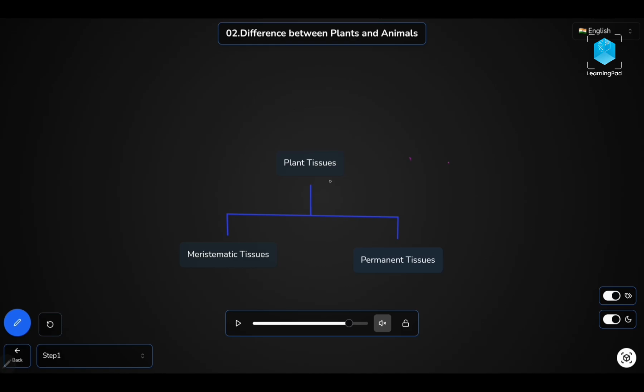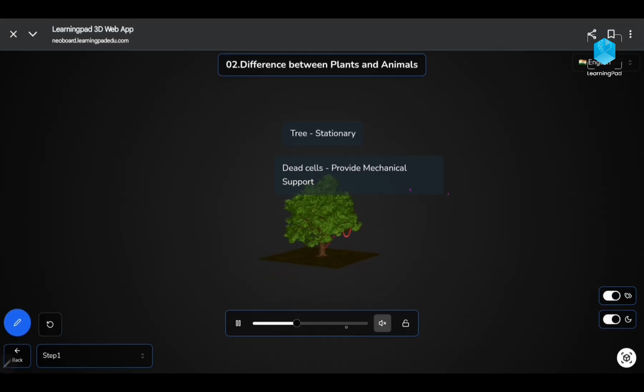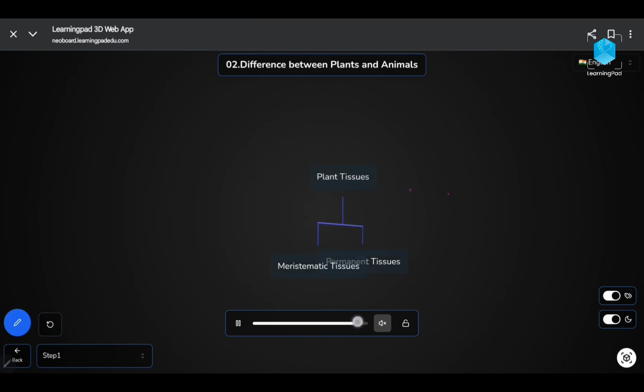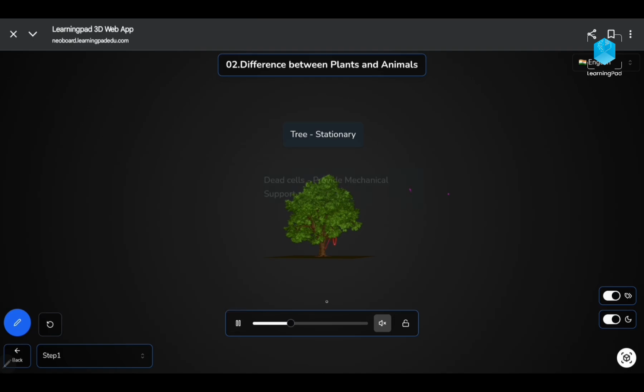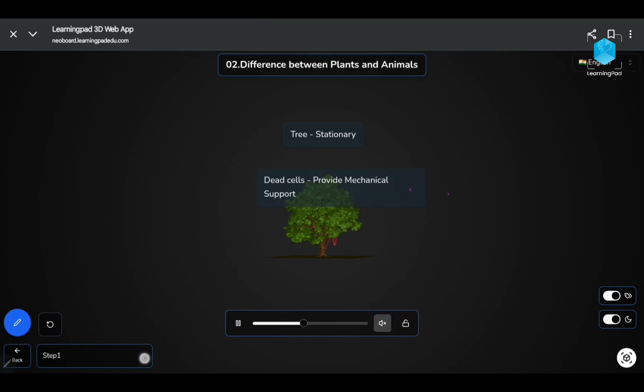Okay, then if we talk about the tissue, plant cells have tissues of two types. What are those two types of tissues? Just now we have seen in the at a glance. We have seen that the plant tissues are of two types. One is meristematic tissue, another one is permanent tissue.